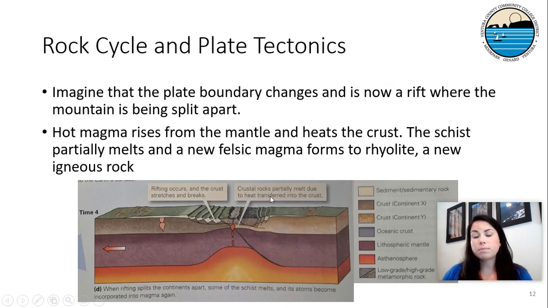Okay, so now in a divergent plate setting, imagine that the plate boundary changes now as in a rift zone so that the plates are now being pulled apart. So here we have hot magma that rises and heats the crust. And then right here we would have igneous rocks, but right around it we would have contact metamorphic rocks. And this partially melts and we have new felsic magma that forms things like rhyolite and that new igneous rock. And of course, as this reaches the surface, here is where we would have sedimentary rocks being deposited as a result of igneous rocks being eroded away and things like that.